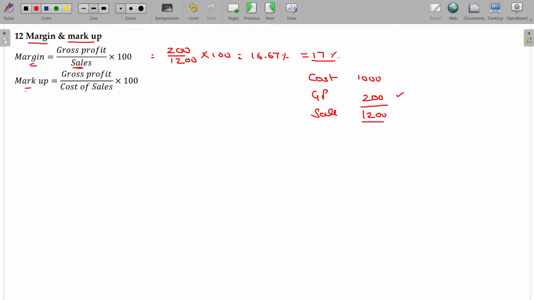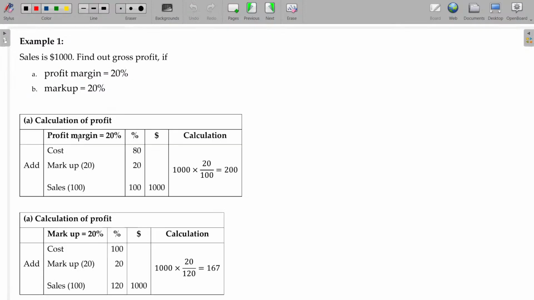Whenever the statement is markup, gross profit should be in the numerator, and in the denominator you have to take the cost of sales into 100. Then it is 20 percent. So under markup, cost of sales is 100; under margin, sales is 100. Clear? So you have to understand the difference between margin and markup. To make you understand further, let me solve an illustration here.